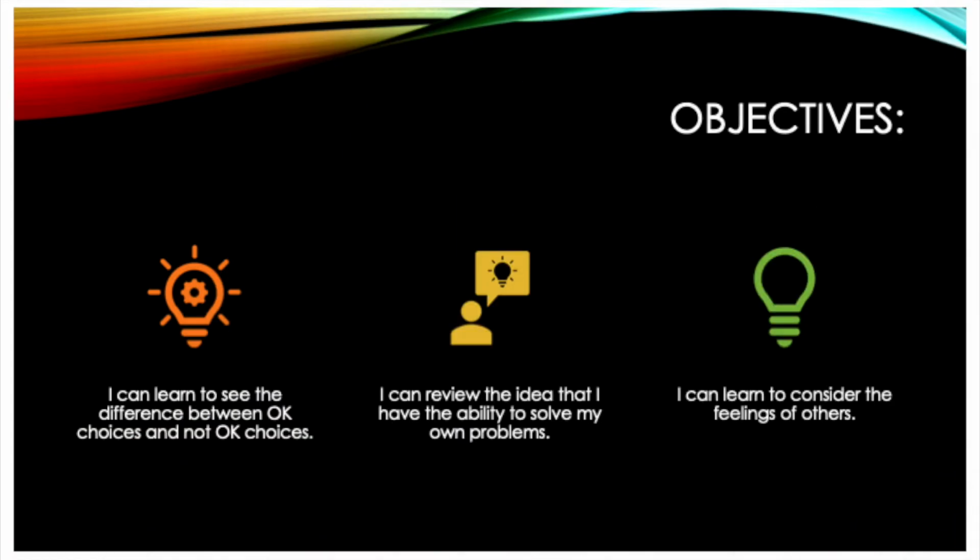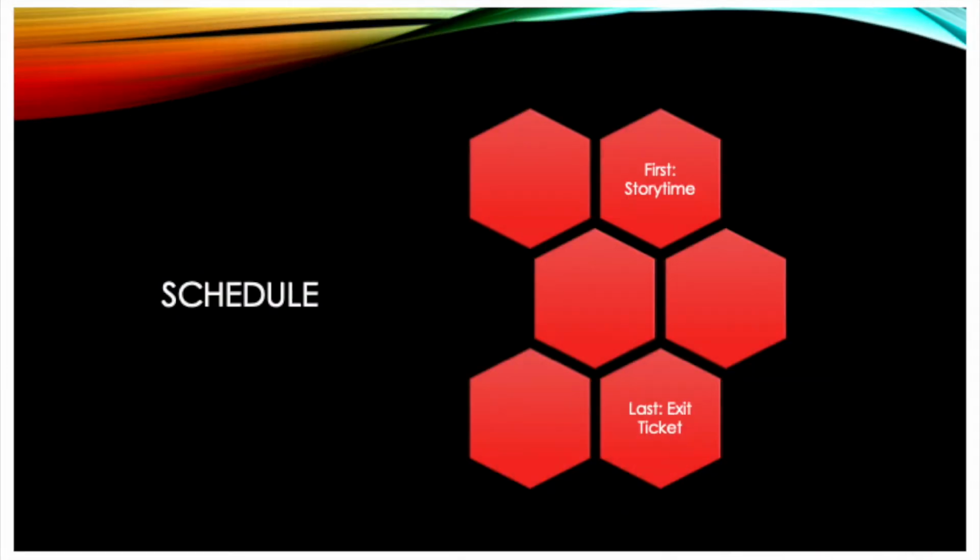Objectives. I can learn to see the difference between okay choices and not okay choices. I can review the idea that I have the ability to solve my own problems. And I can learn to consider feelings of others. Schedule: first story time, last exit ticket.